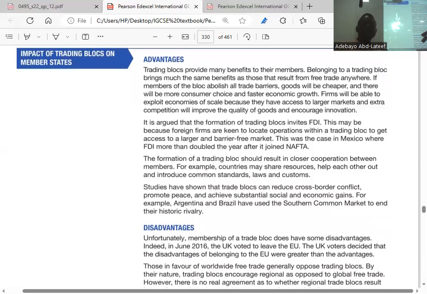It is argued that the formation of a trading bloc invites FDI. This may be because foreign firms are keen to locate operations within a trading bloc to get access to a larger and barrier-free market. This was the case in Mexico, where FDI more than doubled the year after it joined NAFTA. So when we talk about foreign direct investment, the point I'm making is that as soon as there's a trading bloc, foreign businesses try to settle in those countries to be able to enjoy the trading bloc.